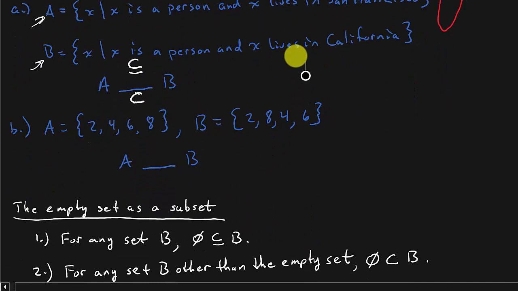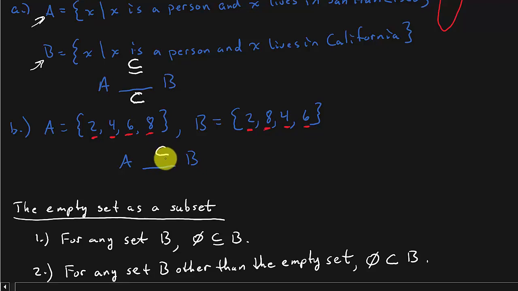Now let's look at this one. Set A is 2, 4, 6, 8. Set B is 2, 8, 4, 6. Let's first see, are all the elements of A in B? We've got 2, so 2 is in B. 4, 4 is in B. 6, 6 is in B. 8, 8 is in B. So every element of A is also in B.